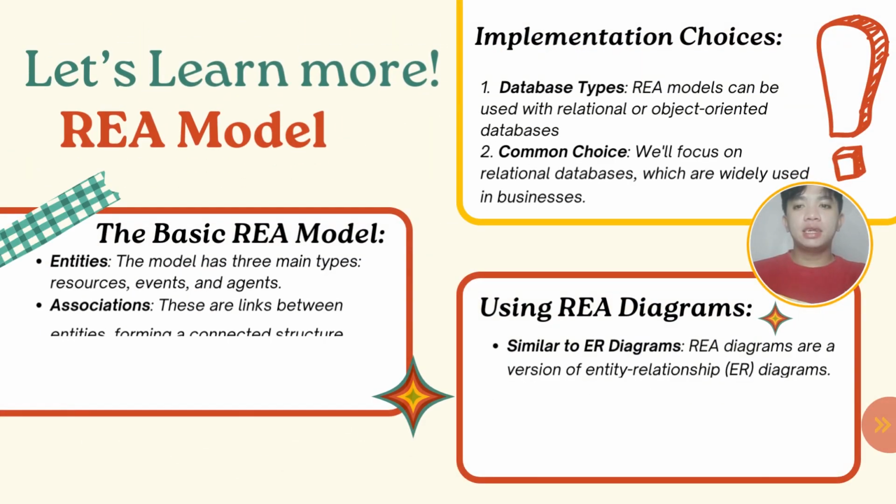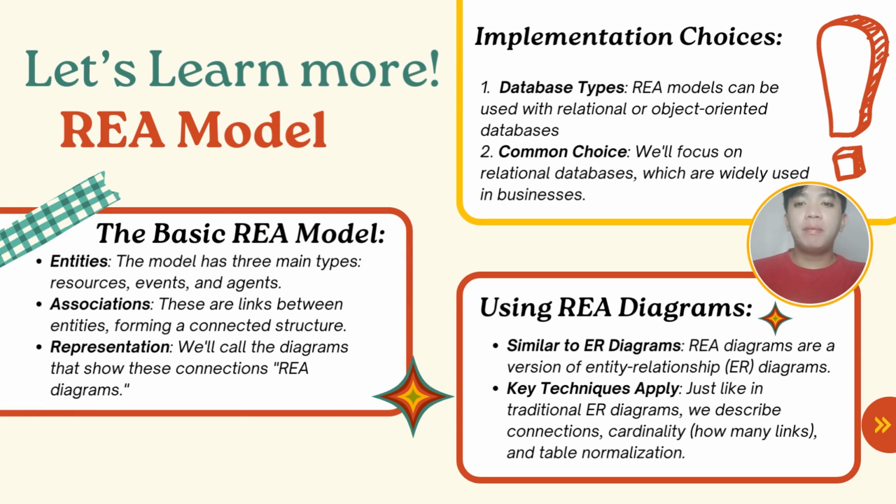Next is implementation choices. Number one is database types. REA models can be used with relational or object-oriented databases. Number two, common choice. We'll focus on relational databases, which are widely used in businesses.